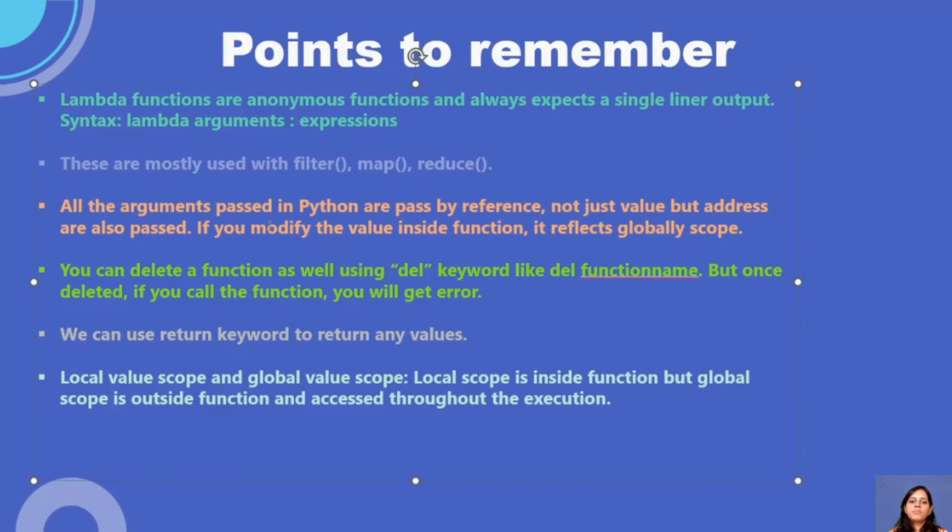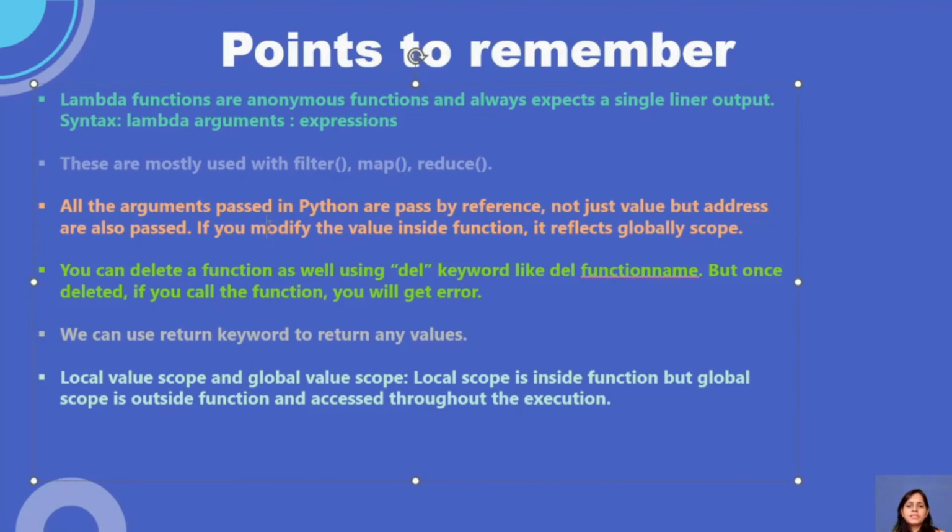There are few important points to remember, guys, and I want to express those things here. One is, like I have already explained to you, Lambda functions, anonymous functions, I always expect a single liner output. So keep that in mind. It always returns a single output, and you can use this in any functions. These are mostly used with filter, map and reduce, and Lambda functions, right, are best applicable with filter, map and reduce, mostly in Python.